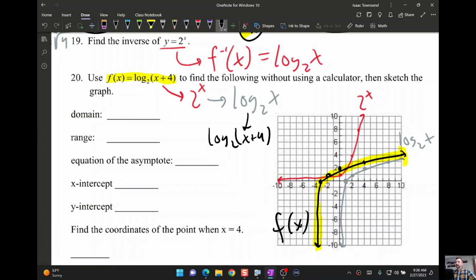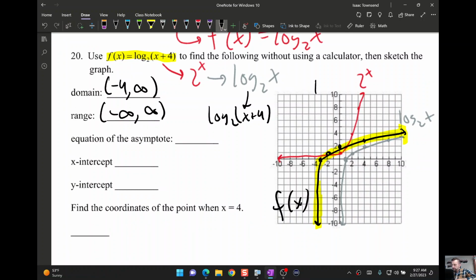Now I can confidently say the domain approaches -4 on the left and goes to infinity on the right. The range goes down forever and up forever. Granted, it does go up slowly, but it does go up forever. If you keep going to the right, it does keep going up. The asymptote is right here. An asymptote is just a line that the graph approaches but can't cross. Since this is a vertical line, it's x equals instead of y equals.